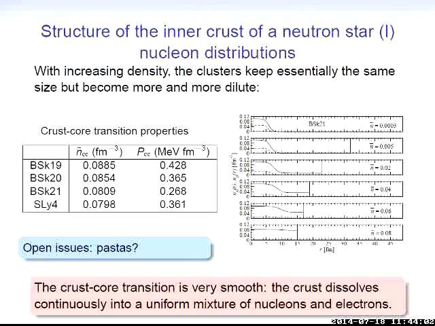Sorry, how do you determine the proton fraction? Is that fixed? No, it's minimized. We just fix the density, and then we optimize all parameters. So the composition is determined by beta equilibrium, the minimum energy.